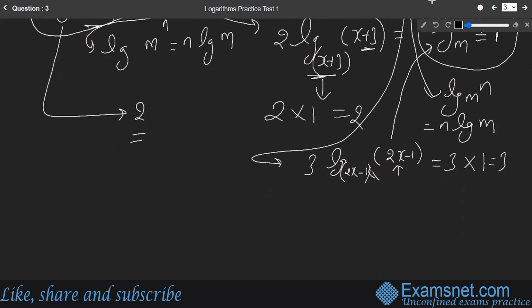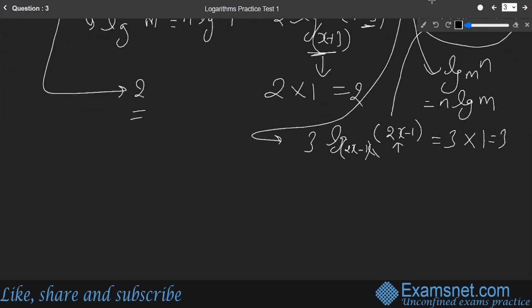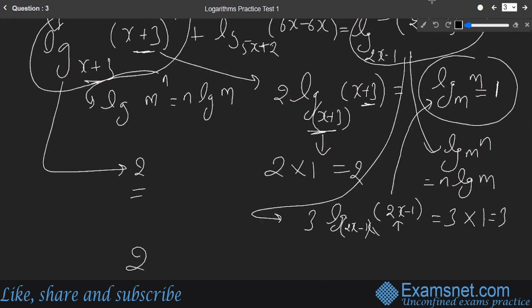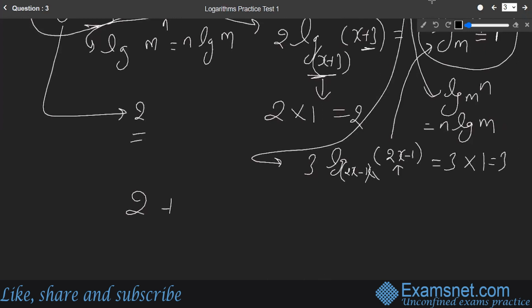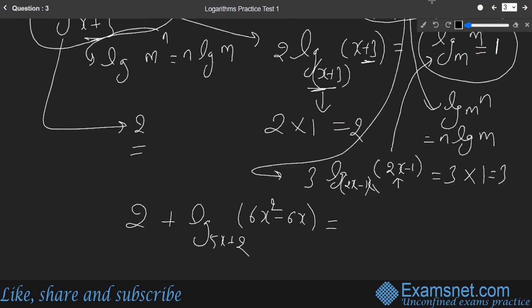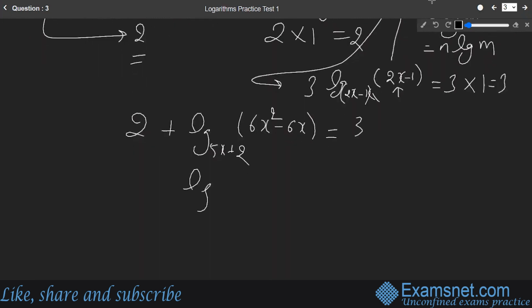So what is the final value that we have reached? The leftmost value has become 2, and the second value is as it is, log base (5x plus 2) of (6x square minus 6x), and the right side has become 3. Now if we solve this further, this can be written as log base (5x plus 2) of (6x square minus 6x) is 3 minus 2, that is 1.